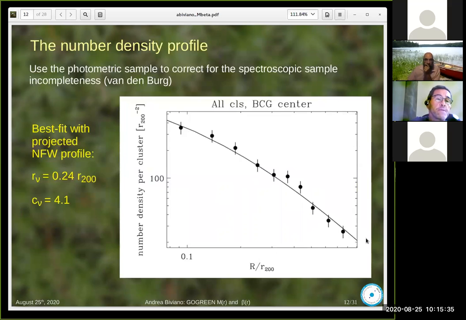Okay, the number density profile can be derived independently of all these if you know the correction for incompleteness, and thanks to Remco for doing that. And this is the result. This is for all clusters, centered on the BCG. And it's best fitted with a Navarro-Frenk-White profile in projection. And this gives you a concentration for the spatial distribution of galaxies of around 4, which is pretty normal for a cluster.